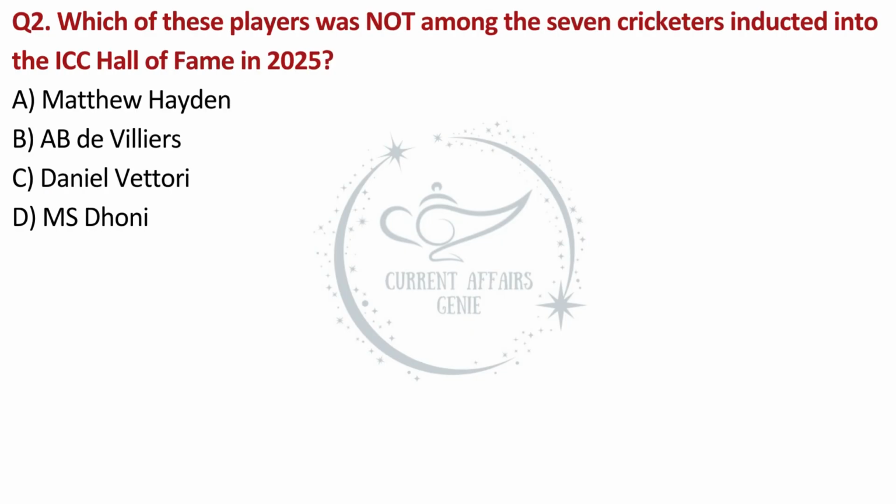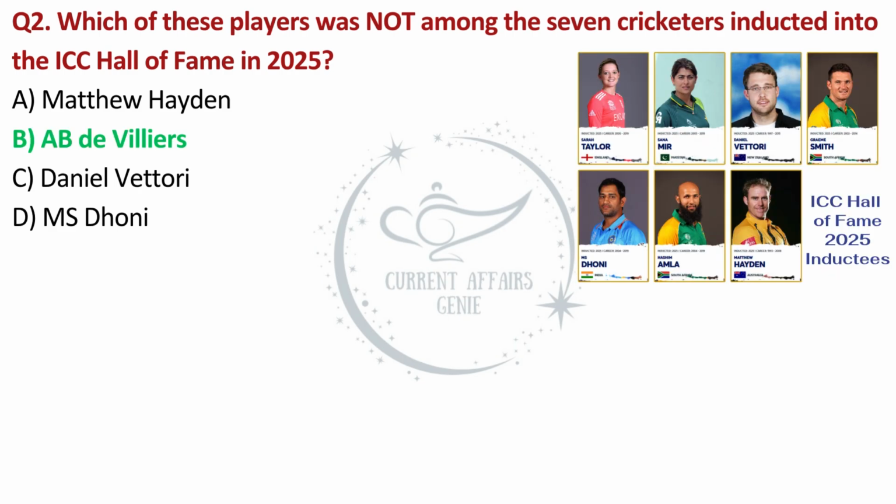Which of these players was not among the 7 cricketers inducted into the ICC Hall of Fame in 2025? Option A, Matthew Hayden. Option B, A.B. de Villiers. Option C, Daniel Vettori. Option D, M.S. Dhoni. Correct answer. Option B, A.B. de Villiers.